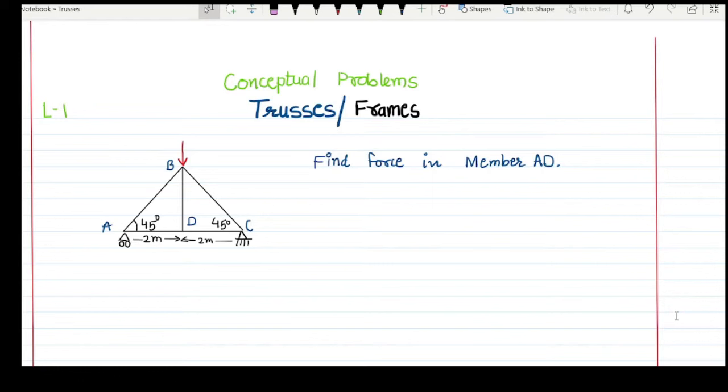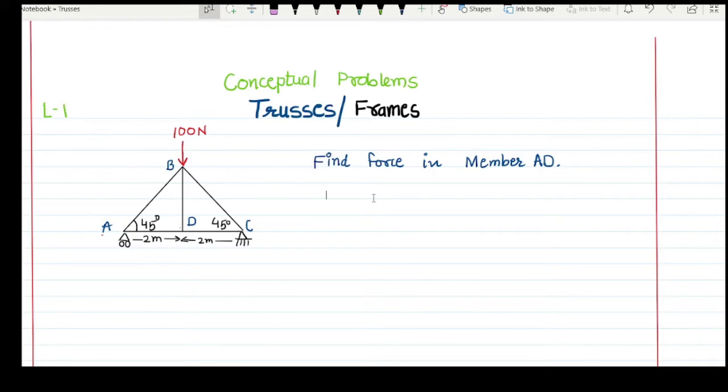Actually, this is a series of short lectures where I am going to consider a conceptual problem which can be solved even in 1 minute or 2 minutes. But to solve the problem, I am going to explain the entire concept. In the beginning of this short lecture, we are going to cover the concept for a given problem and then we will solve the problem. So given, we have to find the force in member AD of the given truss.